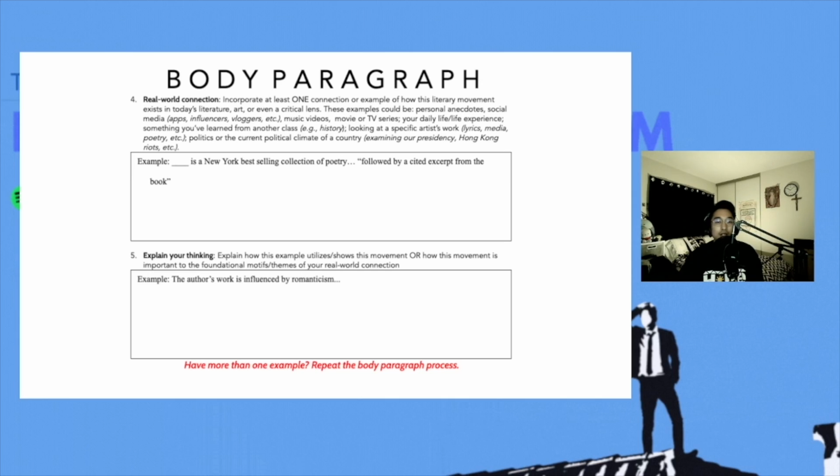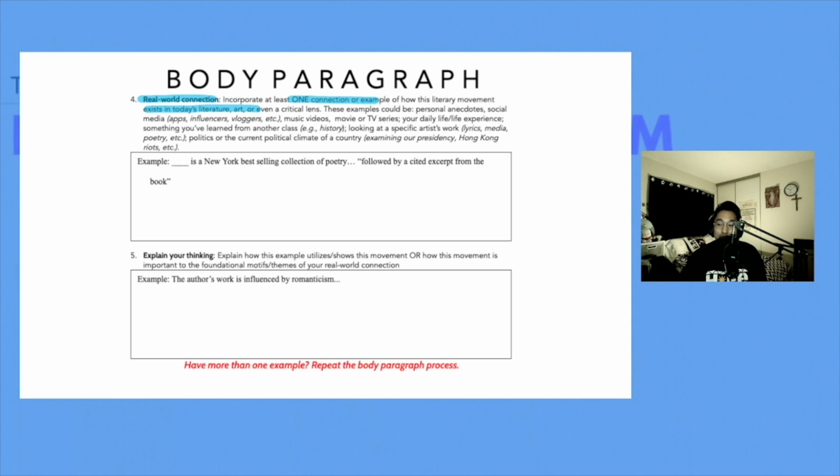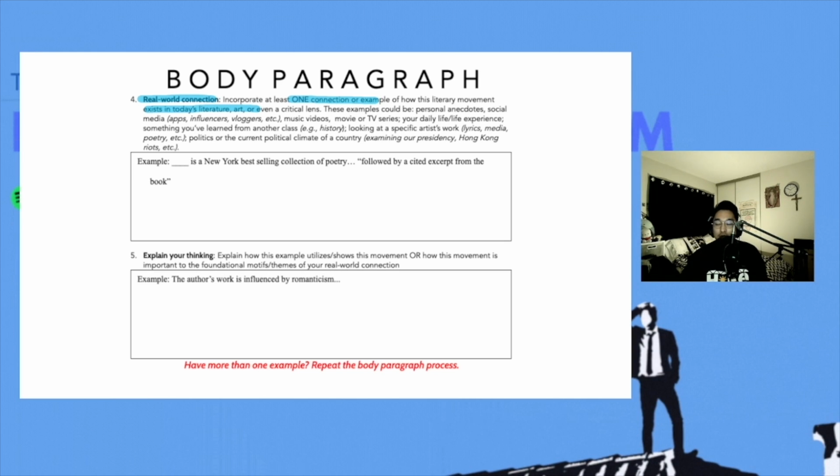So the body paragraph is where you're going to analyze how the connection you are making is evident through examples you provide. So this is going to be your real world connection. You're going to incorporate at least one connection or example of how this literary movement exists in today's literature, art, or any other form of media. These examples can be personal anecdotes, social media like apps, influencers, vloggers, music videos, movies, TV shows. You can even provide your own life experience if that's something that you want to talk about, or maybe something that you've learned from another class.